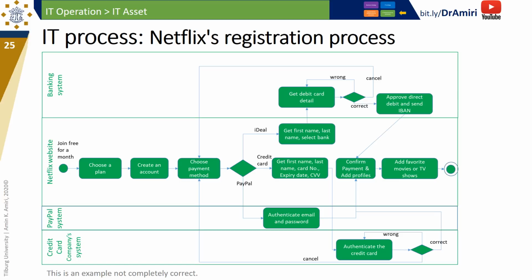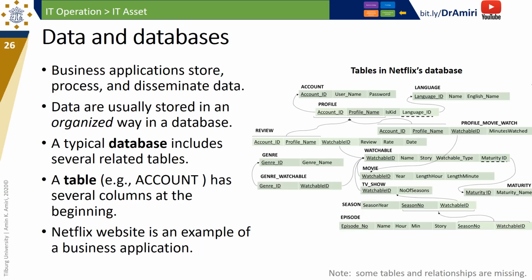So as you can see here in an IT process, the roles are only applications, other systems, your focal system and other systems in the organization. You may sometimes see users here as well. But this is an IT process. It's not a business process.